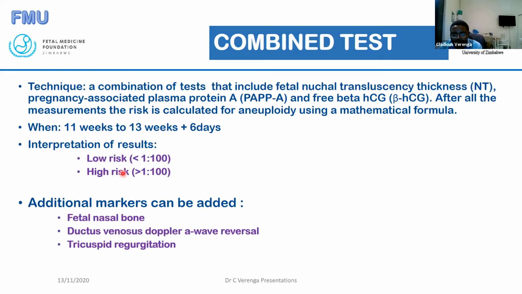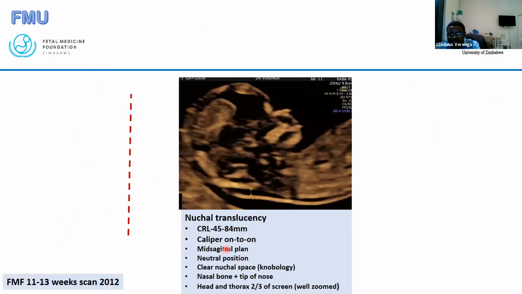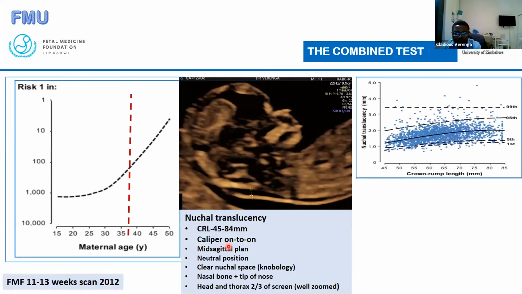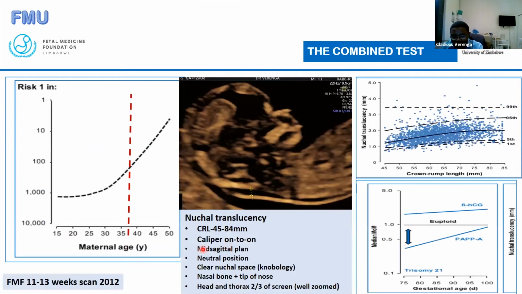And in our setup, we interpret 1 in 100 as the cutoff between low and high risk. But laboratories now report what is called an intermediate risk, which is normally between 1 in 100 and 1 in 500, so that we decide which women to offer fetal cell-free DNA tests. Then, of course, additional markers can also be added, which I've already told you: the nasal bone, ductus venosus Doppler A wave, and the tricuspid regurgitation. So this is the combined test, the simple form without the additional markers. In other words, we include the maternal age, then the nuchal translucency, then the PAPP-A and the beta hCG.